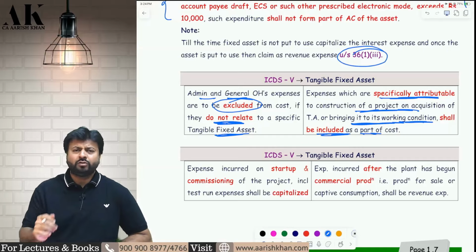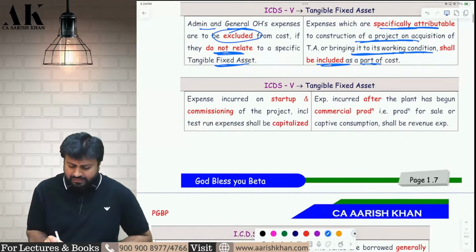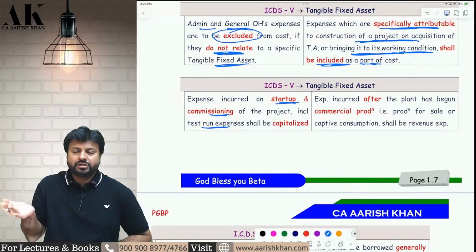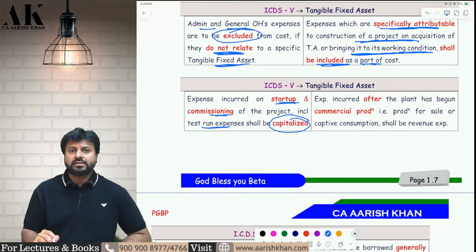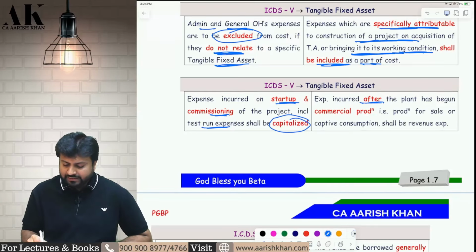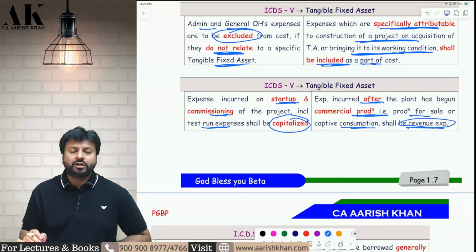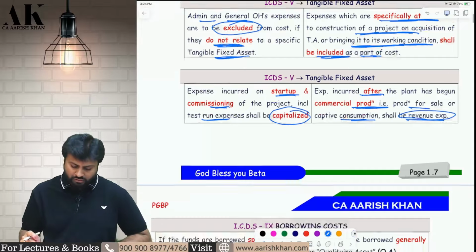That is what I have told you just now. Similarly, if you are incurring some expenses on startup, commissioning, or test run of a project, testing the machinery, you have to capitalize them because that is necessary to put the asset into working condition. Once production has started, your business and sales have started, your expenditure should go to what? The revenue account, your P&L account. You can claim that as a revenue expense. I hope it is clear to all of you.